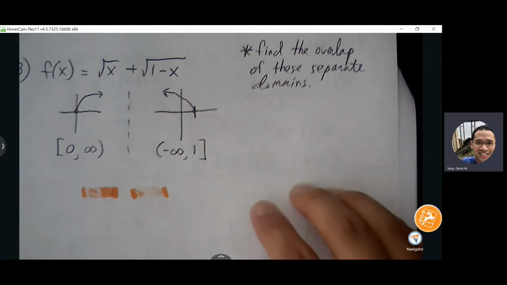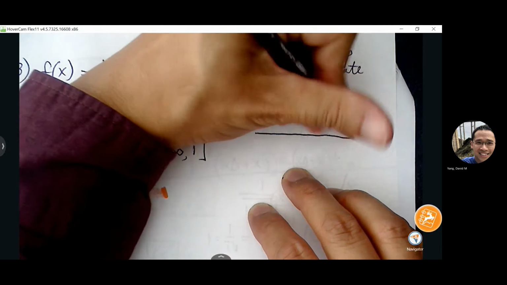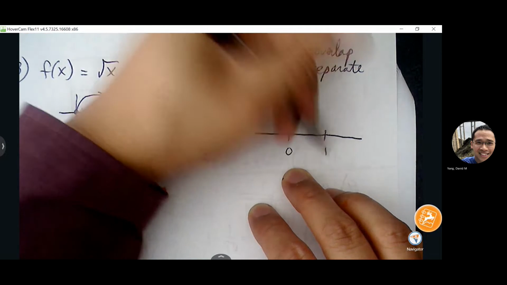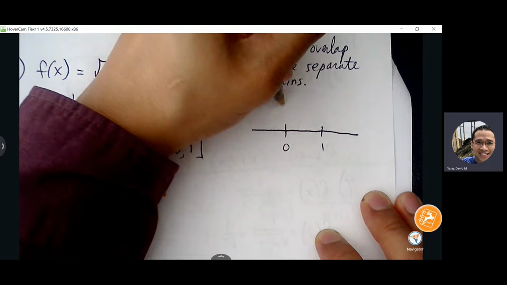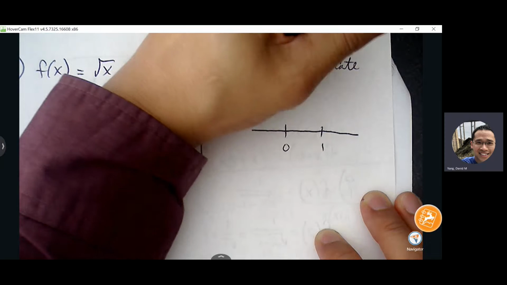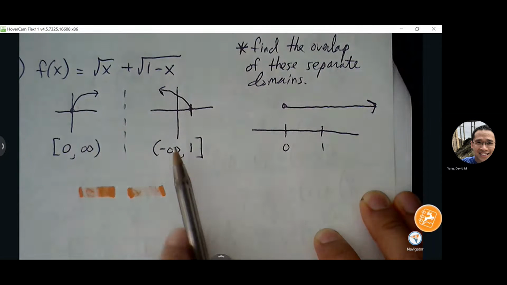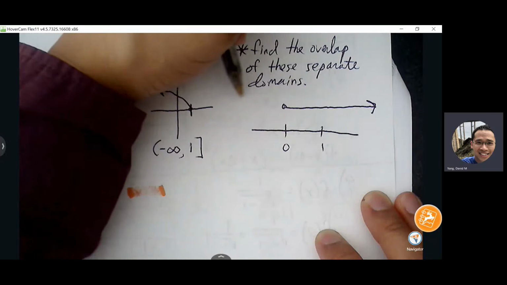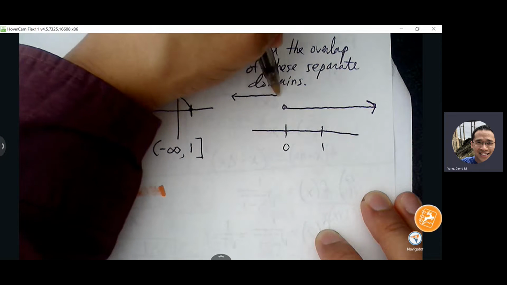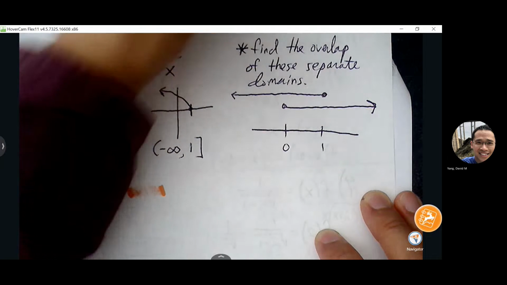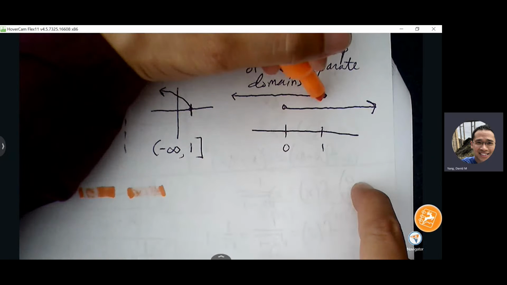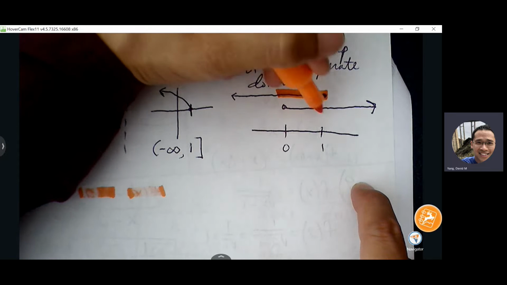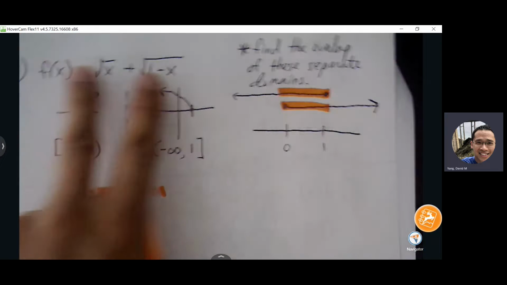So what's the overlap? Well, let's look at these numbers here. We know the domain for the first one goes from 0 all the way over to infinity. But the second takes negative infinity and goes all the way over to 1. Now we want to see where those two domains line up, because if they don't line up, it's not going to show up on the graph. So you see the overlap is simply between 0 and 1. And that's the domain of this resulting graph.